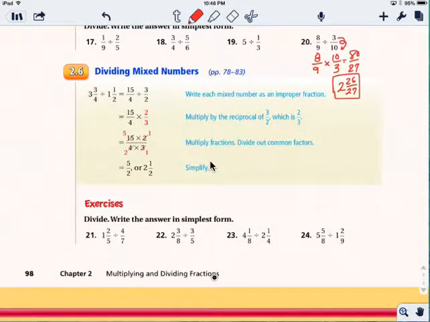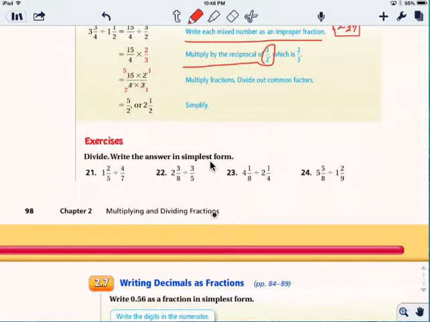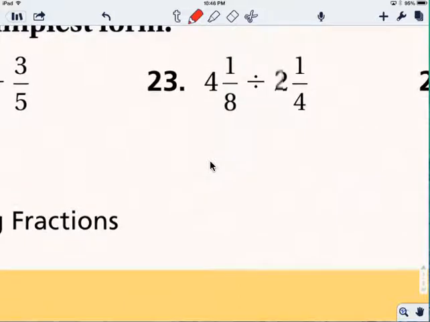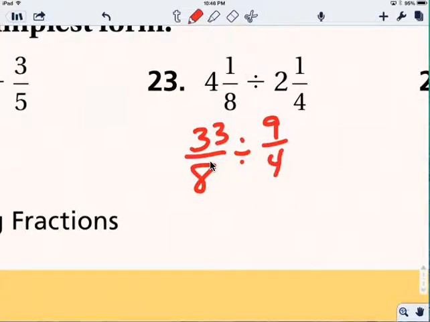First thing, write each mixed number as an improper fraction, and we multiply by the reciprocal of our divisor. Cross cancel if possible. So 4 1/8 divided by 2 1/4. Don't skip a step. You remember I told you what happens if we skip a step. So it's 33/8 divided by 9/4. Don't forget to write this division expression, then change it to multiplication.